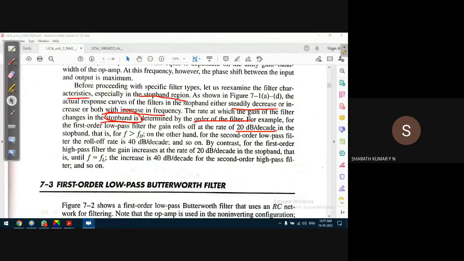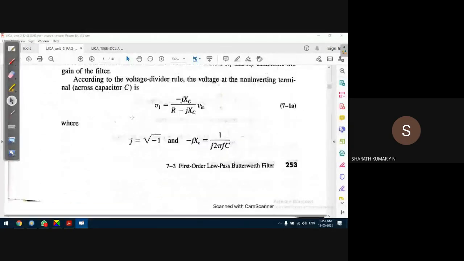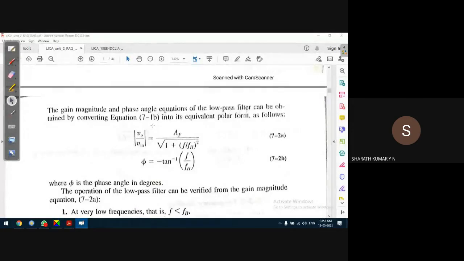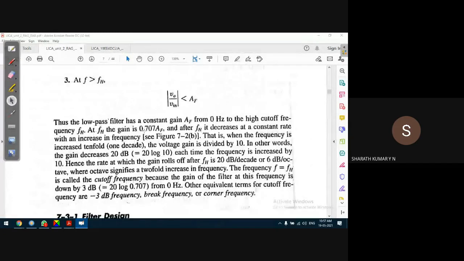So based on that, we can have first order filter at 20 dB per decade, second order filter at 40 dB per decade, and similarly third order and fourth order. These are the other classifications of filters, and similarly we can achieve higher order filters. In the next class we'll start discussing from the first order filters, and we'll find out how the gain varies as the frequency changes.